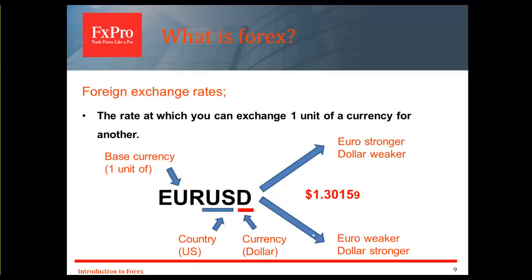And the opposite holds true. So if we see euro dollar moving lower, so say we went down to 1.2900, that's the euro weaker and the dollar stronger. Again, I make the point that it's currency pairs. So it's just as equally saying that the dollar is strengthening as the euro weakening.